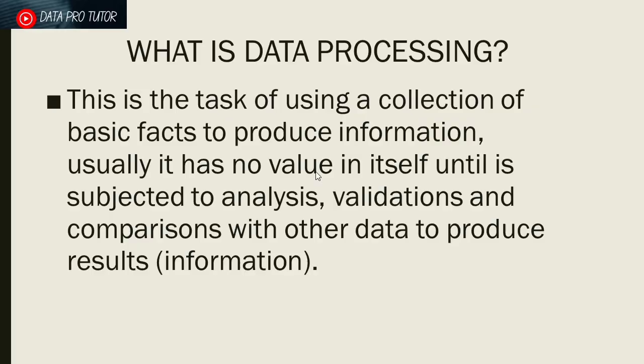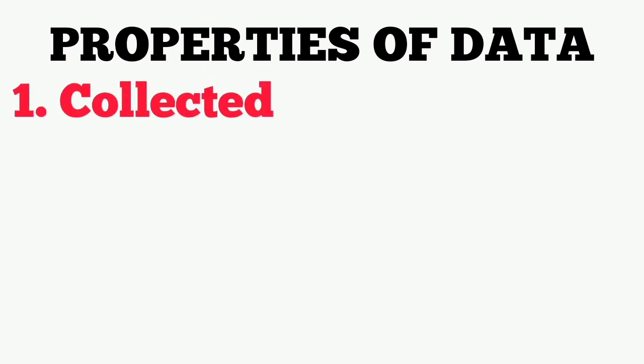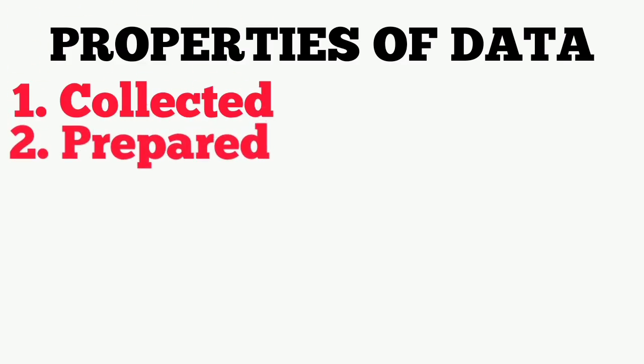And of course, let's talk about the properties of data. What are the things that data must have before we can say this is data? Number one, it has to be collected. Yes, data has to be collected. We must acquire that data. And also it has to be prepared. So once you collect the data, the next thing is that you must prepare it. When I say go out to the street and look for this, you must gather it, that is collected, you capture the data, you prepare, then it has to be presented.